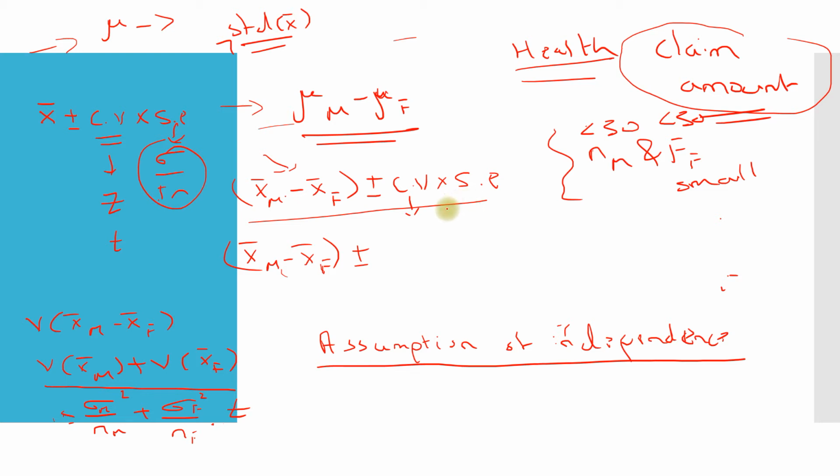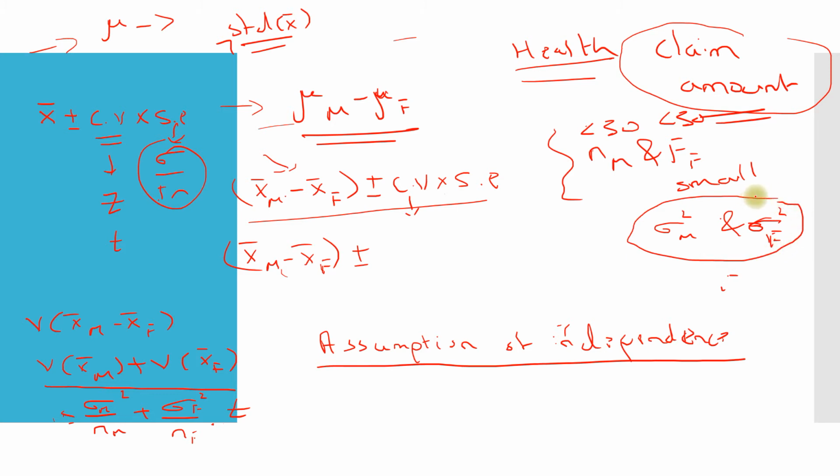Now, what is going to happen is that we have to understand that, as I said to you, most of the time, if not all, when you are trying to estimate mu m minus mu f, sigma squared m and sigma squared f will be unknown. This is one thing that you need to bear in mind. They will be unknown, right?